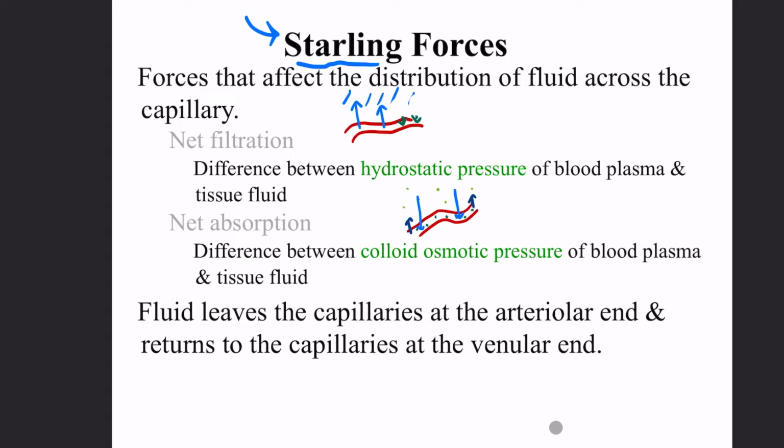So these Starling forces, the fact that there is hydrostatic pressure on the blood plasma side and the tissue fluid side, as well as colloid osmotic pressure on the blood plasma side and the tissue fluid side, fluid is going to leave capillaries at the arterial end because of this hydrostatic pressure, but then it returns back into the capillaries at the venous end because of the colloid osmotic pressure.